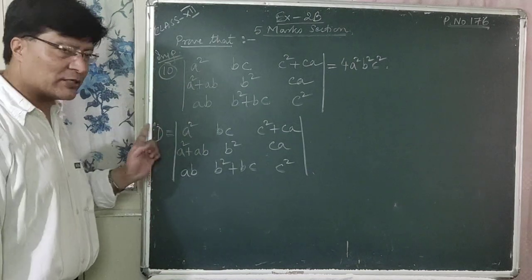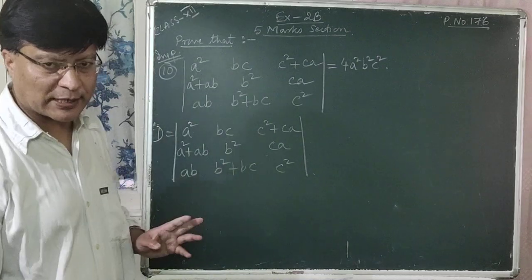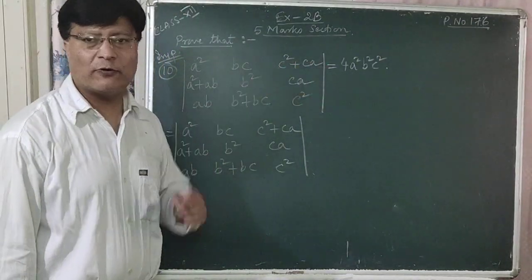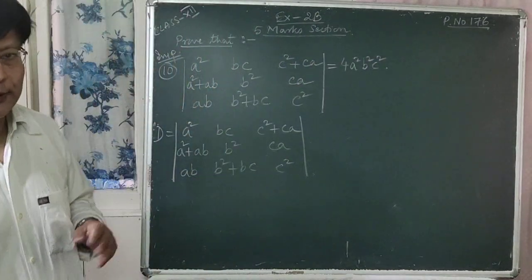Okay, let us write down D is equal to left hand side. Let us write it left hand side. Okay, now we will prove from this left hand side, that is 4a square b square c square. So here also you have to use the property again.